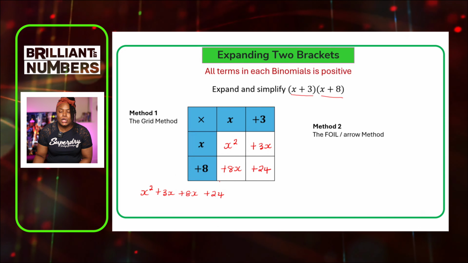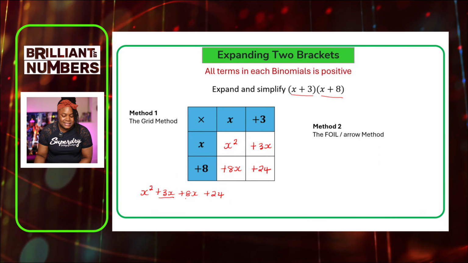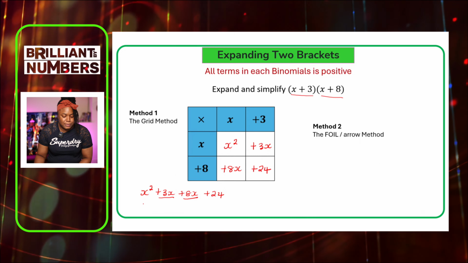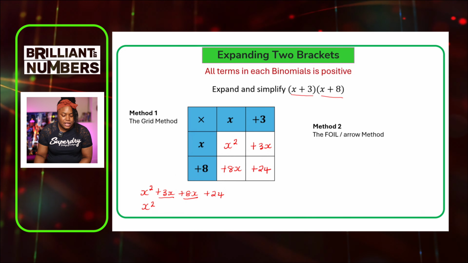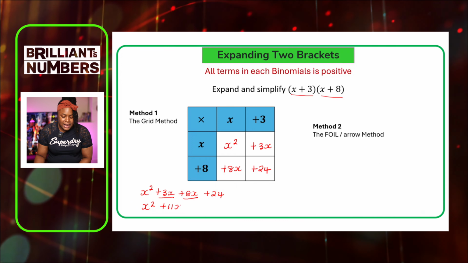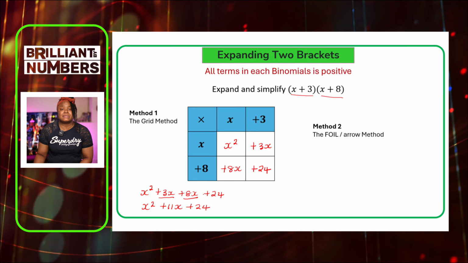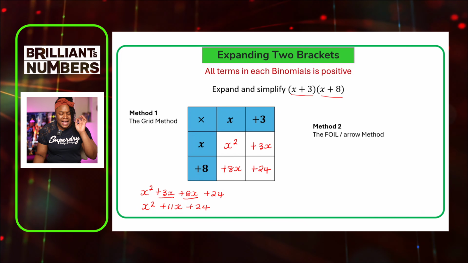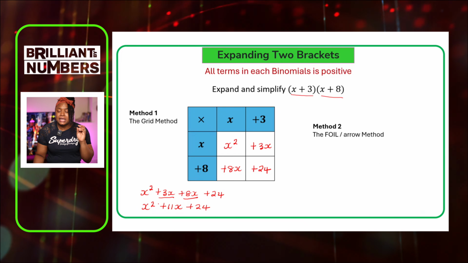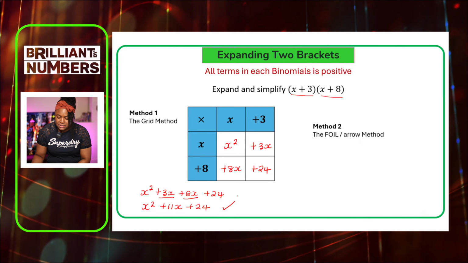Last step is to collect the like terms. We can see only 3x and 8x are like terms. So I'm going to keep my x squared. 3x add 8x is 11x, and my constant here is 24. So that's my final answer. I can see the largest power is a square, which means that this expression is a quadratic.